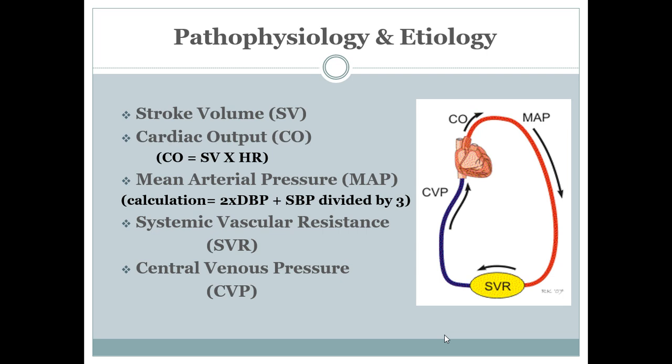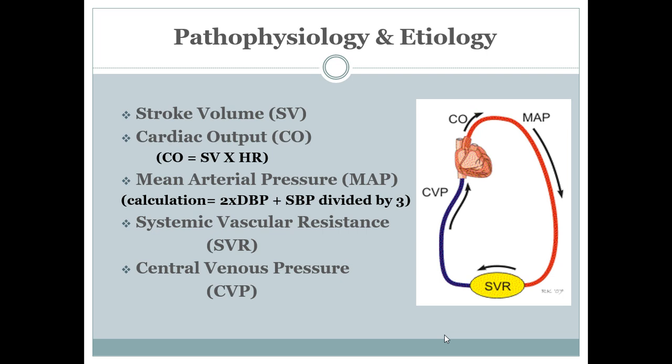So some formulas to calculate MAP. Double the diastolic blood pressure and add that to the systolic blood pressure, then you divide by 3. Or you can calculate the pulse pressure, which you subtract the diastolic blood pressure from the systolic blood pressure, and divide by 3, then you add the diastolic blood pressure. So just some formulas to look at.